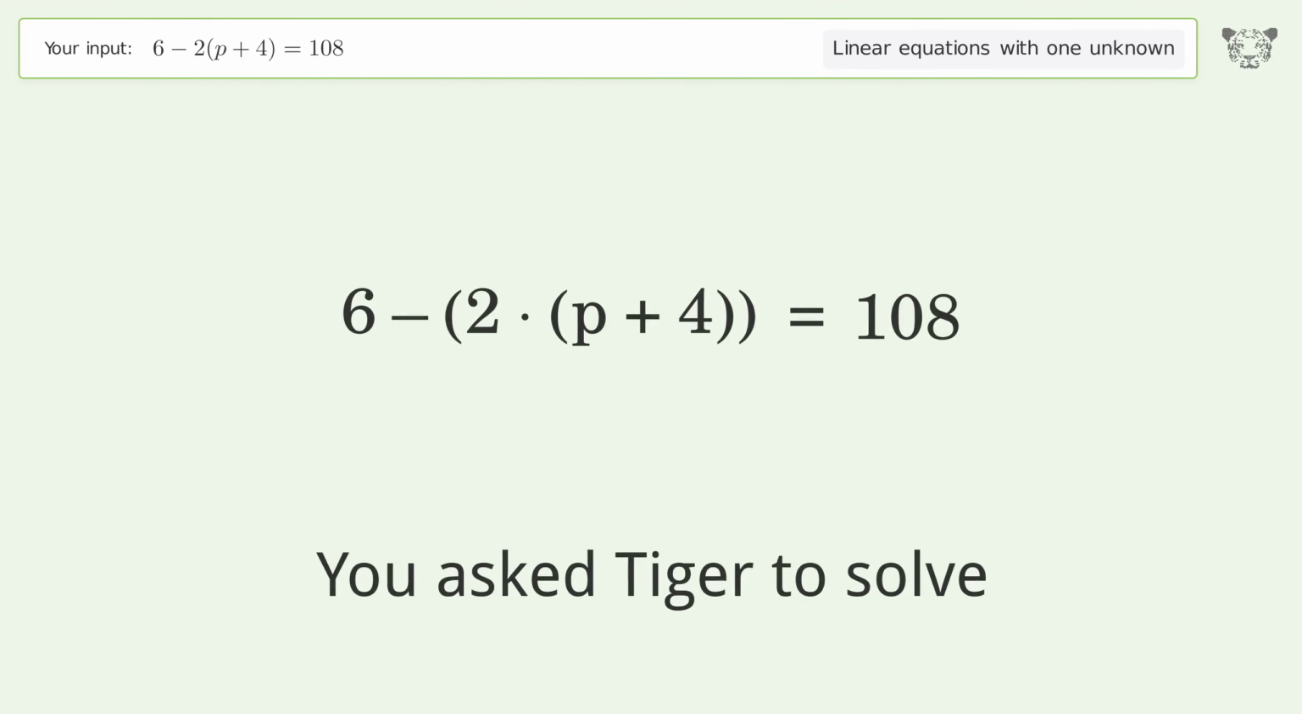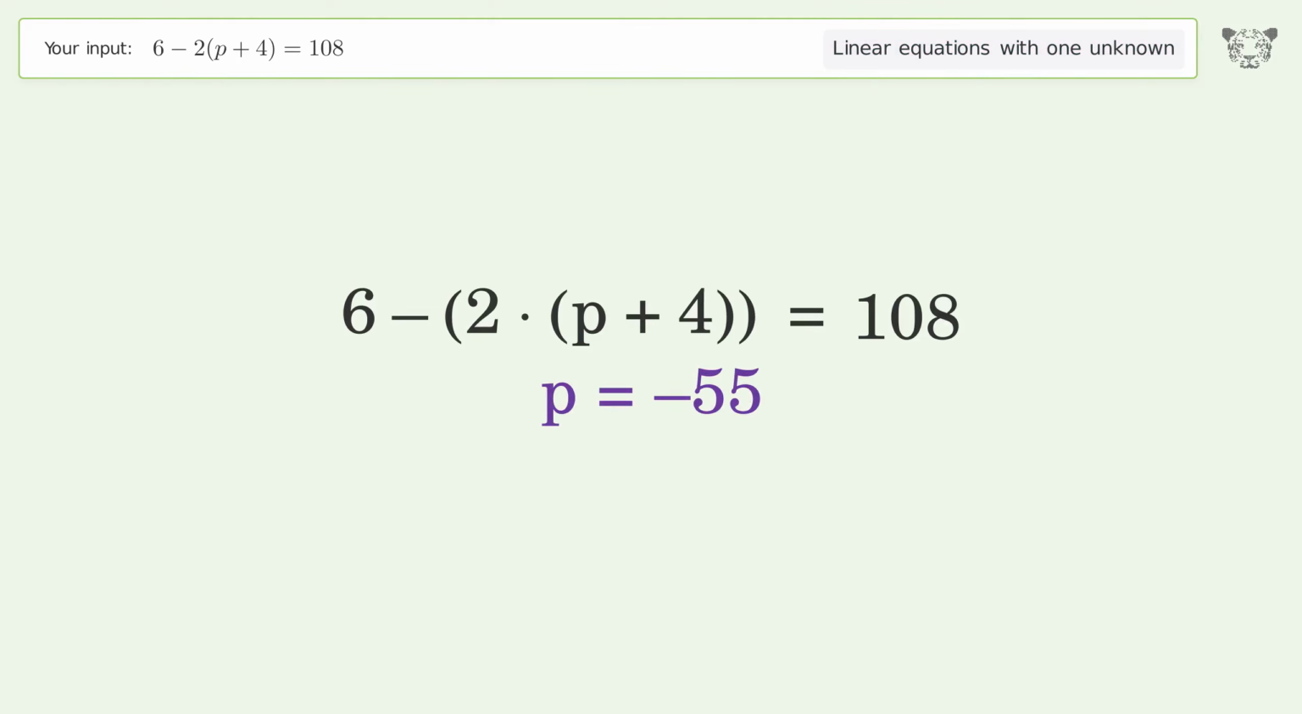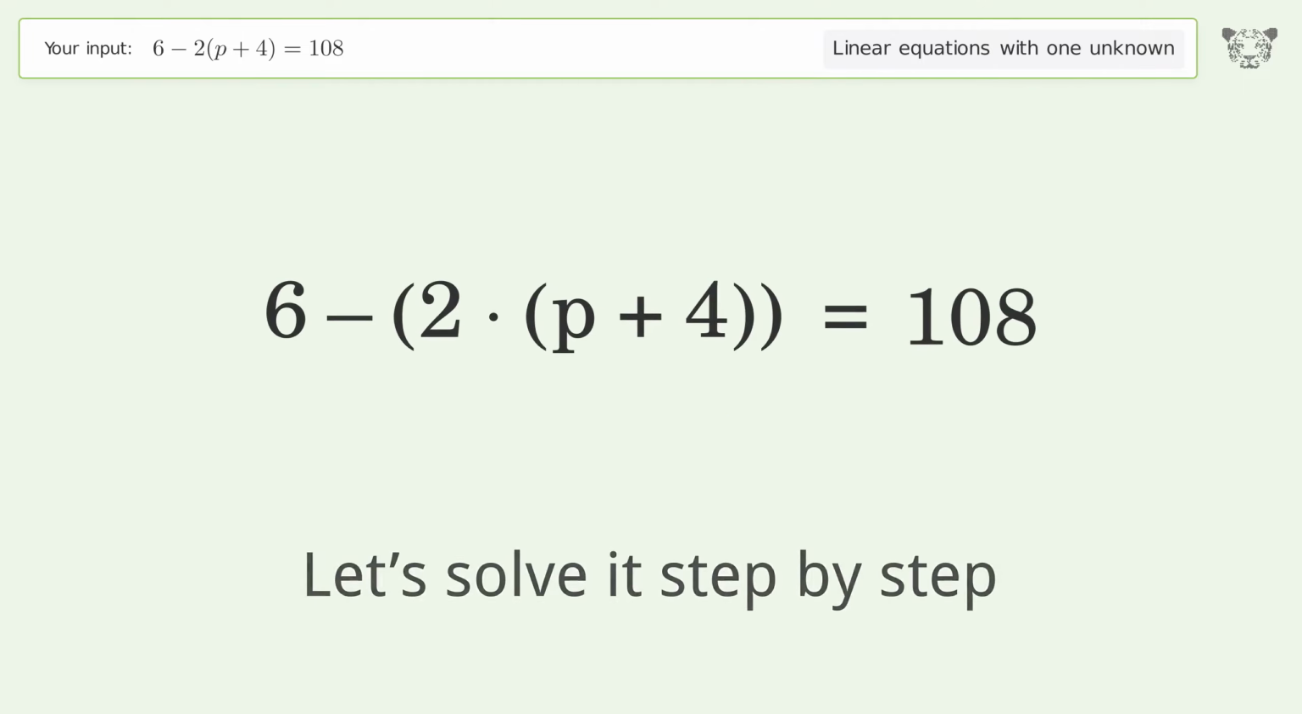You ask Tiger to solve. This deals with linear equations with one unknown. The final result is p equals -55. Let's solve it step by step.